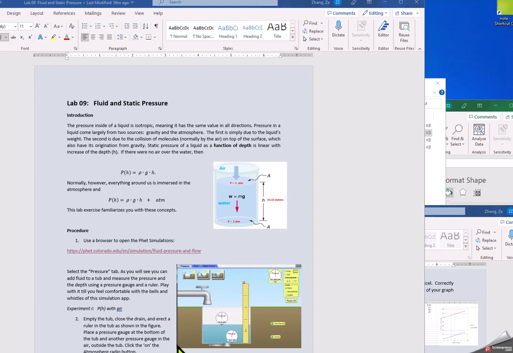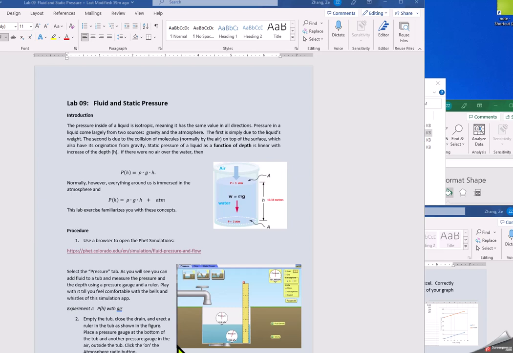This lab is about pressure. Pressure, as we learned in class, is the force per unit area. So on a surface, you apply a force pressing on it, and the stronger the force, the stronger the pressure. But with the same force and a smaller area, you have a stronger pressure.